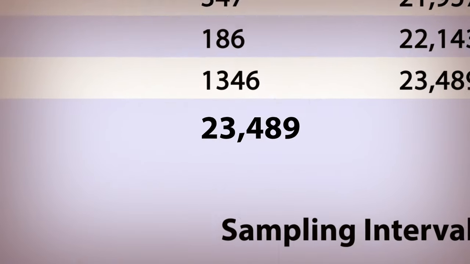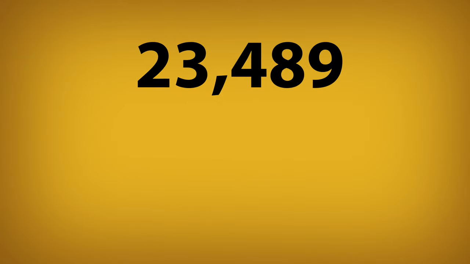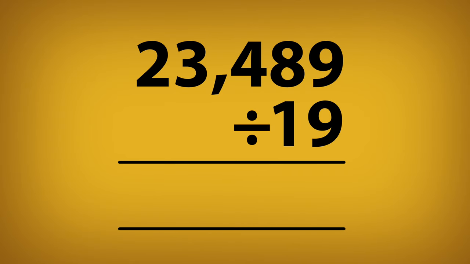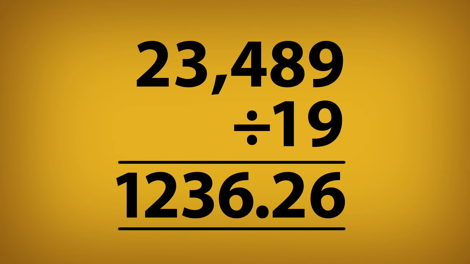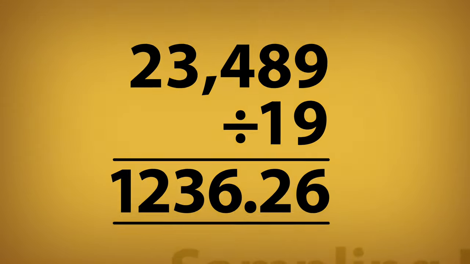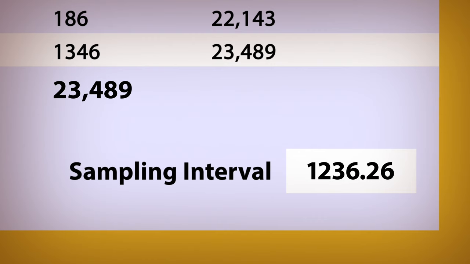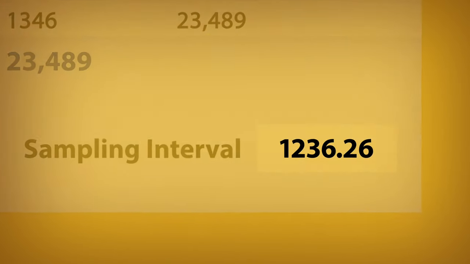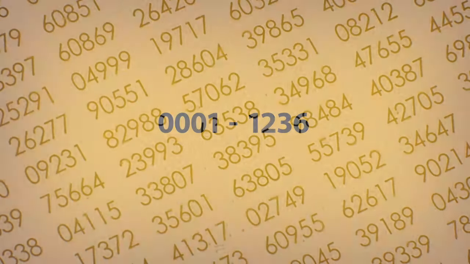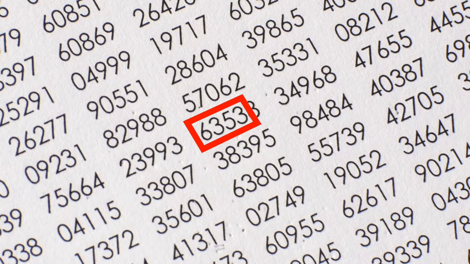Next, divide the total population of the supervision area by 19, or the sample size. This gives you your sampling interval. This is the number of people you skip after you select one of the random locations, before selecting the next location. Now choose a random number between 1 and the whole number part of the sampling interval, using a random number table. The sampling interval has 4 digits, so we'll use the first 4 digits in the random number table.